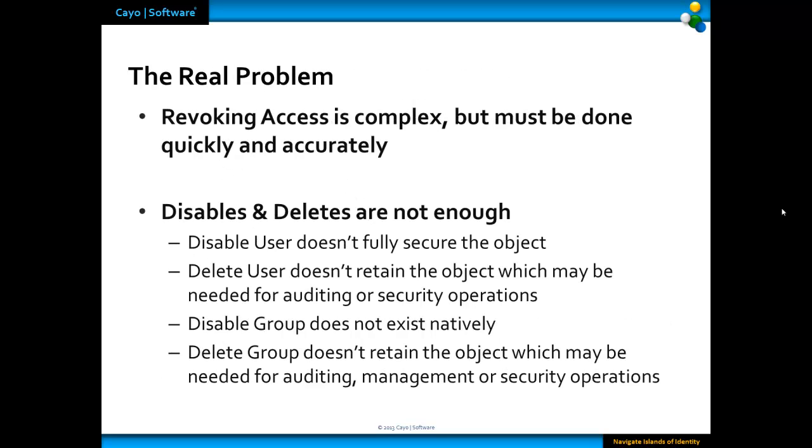So what is the real problem? Revoking access is a complex process. It must be done quickly and accurately. And unfortunately, the solutions provided natively are not enough, namely disabling or deleting accounts. Disabling a user doesn't fully secure the object. It makes it vulnerable. Deleting a user doesn't retain the object, and that object may be needed later for auditing, management, or security operations. Unfortunately, within Active Directory, the ability to disable a group simply doesn't exist.